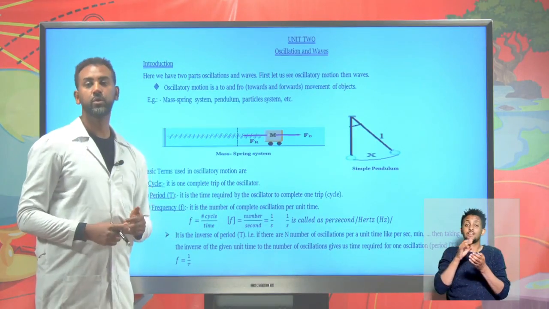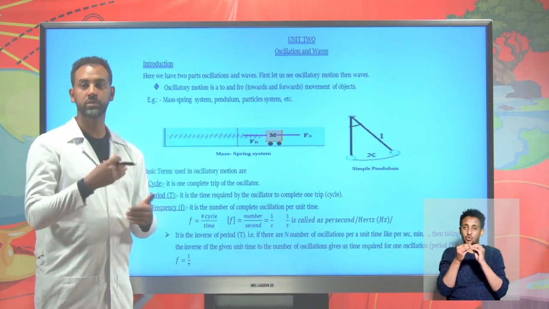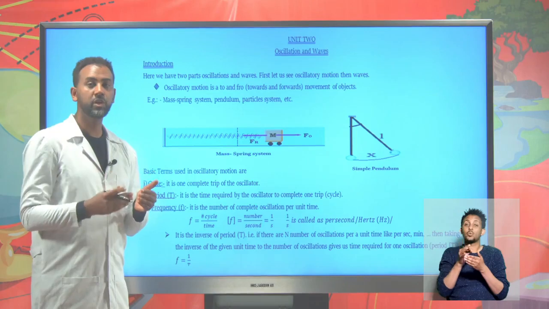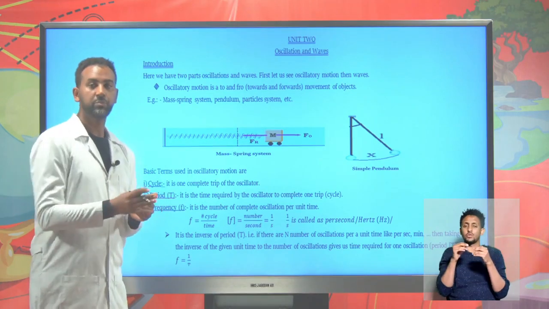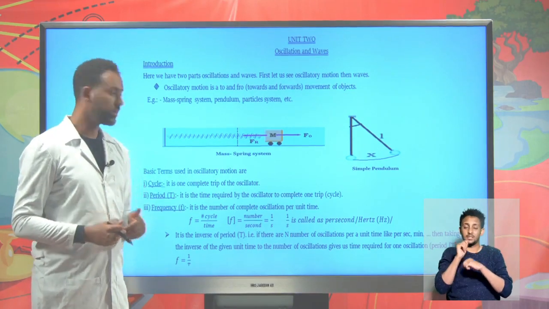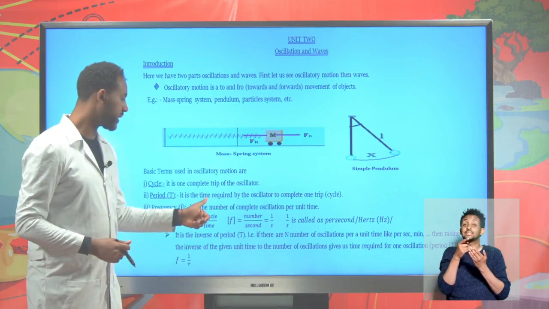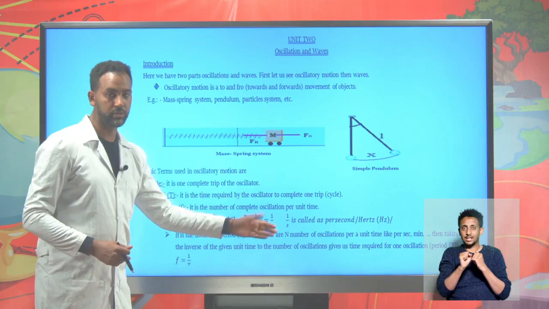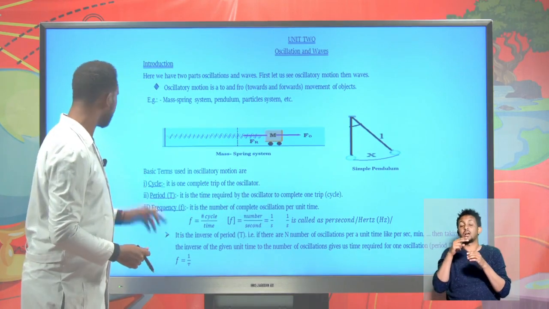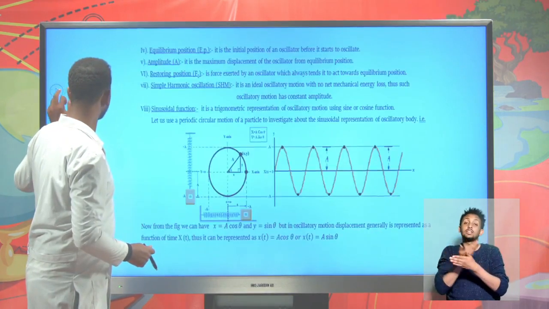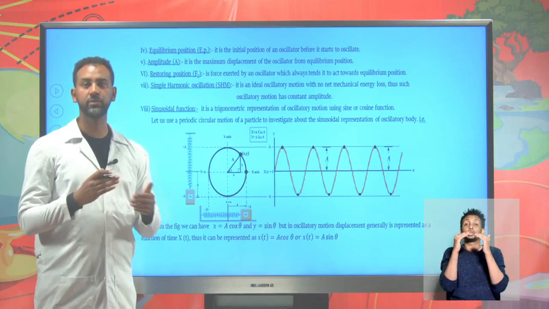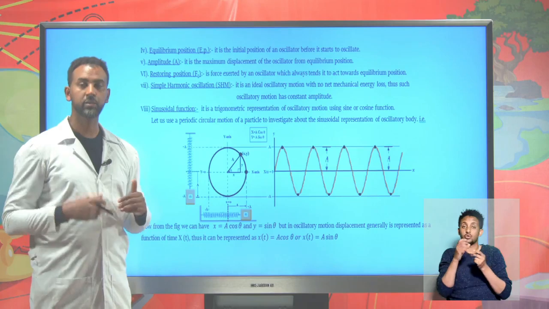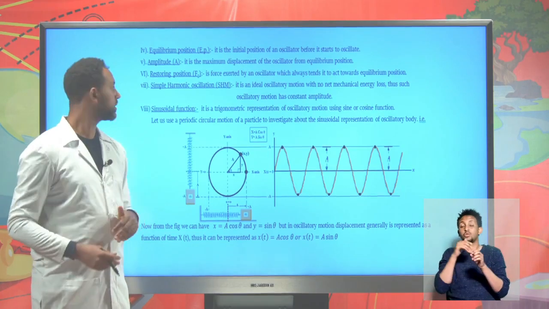Frequency always measures the number of recurrences. So frequency is the measure of complete oscillations per given time t. It is the inverse of period. The unit of frequency is 1/s, known as hertz. And the other term is the equilibrium position. For a given oscillator, the equilibrium position is the initial position of the oscillator before a force is exerted on it.